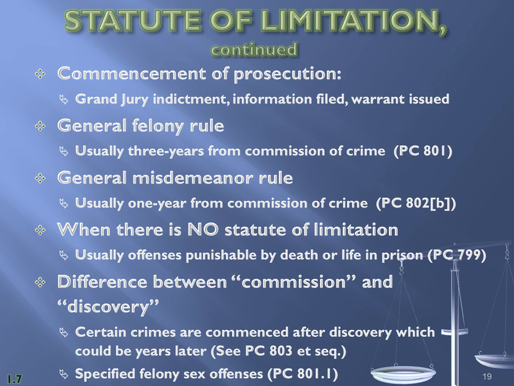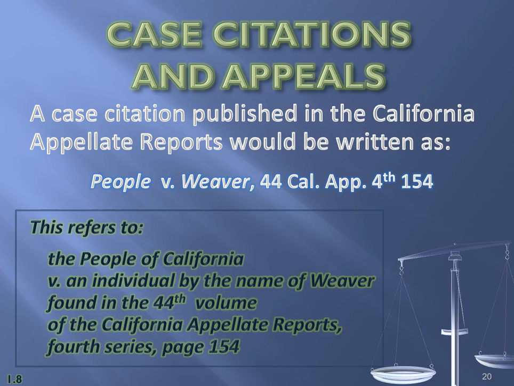Difference between commission and discovery. Certain crimes are commenced after discovery, which could be years later. Specifically, a lot of specified felony sex offenses fall under this section. A real quick example: let's say you have a victim of child molestation, and typically we know that a lot of times kids don't report right away. They could reveal the crime happened to them 5 years later, or something could bring out that information. That's why there are certain sex offenses where discovery versus commission matters. The commission would be when the crime happened. Discovery would be when you knew about it. Hopefully that clears that up. So again, that's the difference between those two.